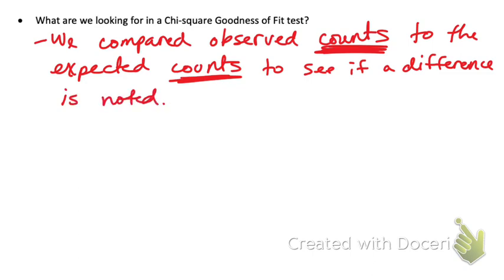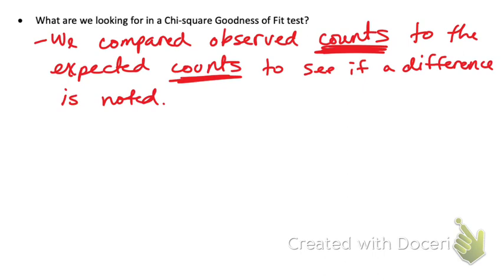So while yes, the M&M company is claiming a percent of each color, I'm going to have to figure out, well, what number should I get in this sample of size 60? And then what number did I get in this sample of 60? And are they different enough that there's a problem, or was the difference just due to sampling variability?